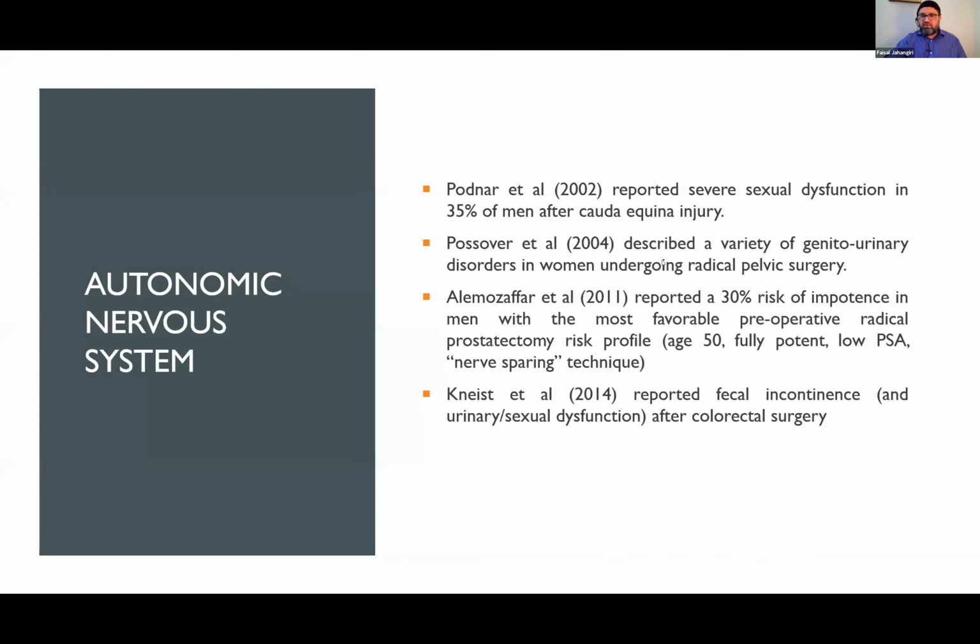A study by Possover reported a variety of genitourinary disorders in women undergoing radical pelvic surgery, and another study found a 30% risk of impotence in men after radical prostatectomy, even with the most favorable preoperative status. Another study reported fecal incontinence and urinary and sexual dysfunction after colorectal surgery. So the different types of surgeries involving these areas can have significant postoperative deficits, ranging as high as 30-35%.